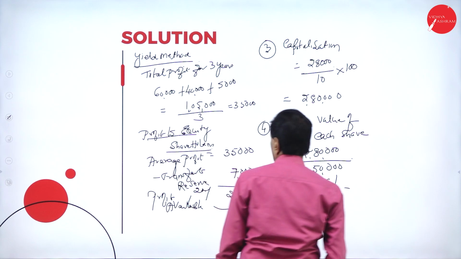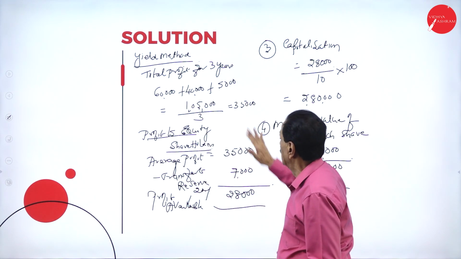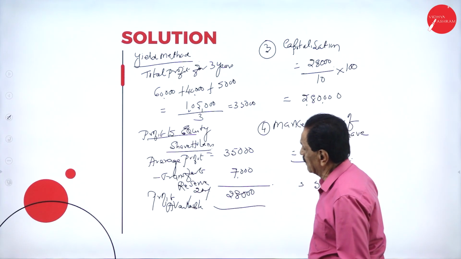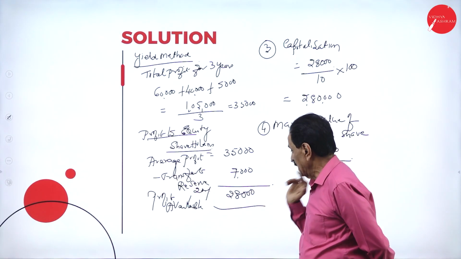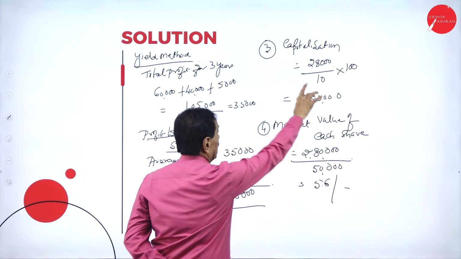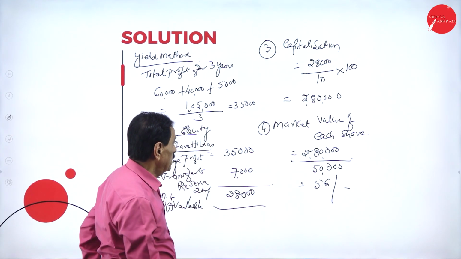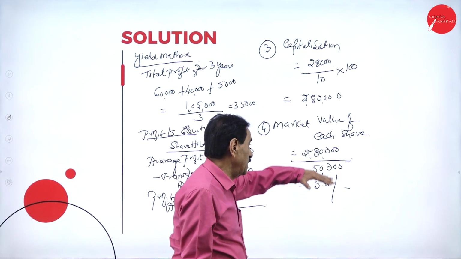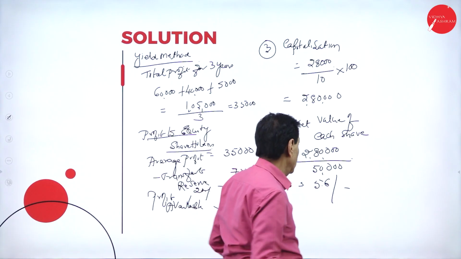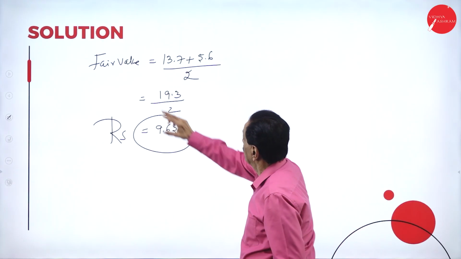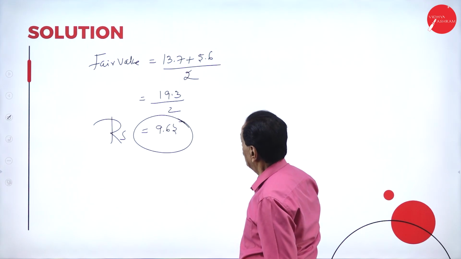Now come back to profit. Total profit for 3 years 60, 40, 5, 1 lakh 5,000, divided by 3 is 35,000 profit to equity shareholders. Average profit minus transfer to reserve of 20% is 7,000. Balance is 28,000. Capitalization of profit: 28 divided by 10 into 100, 2 lakh 80,000. Market value of each share, 2 lakh 80 divided by number of shares, is 5.6. Fair value: add both, 13.7 and 5.6 is 19.3, divided by 2, 9.65.